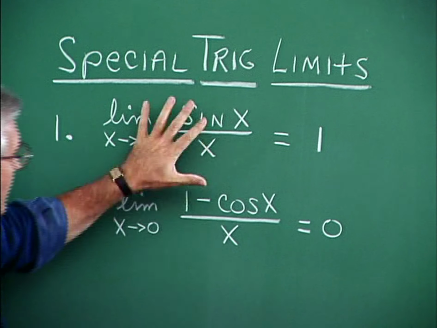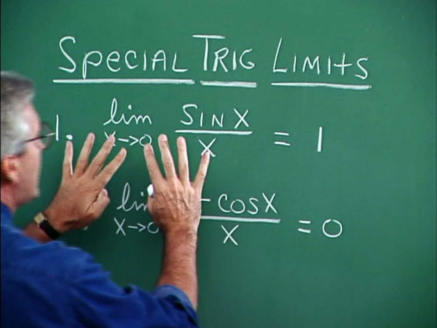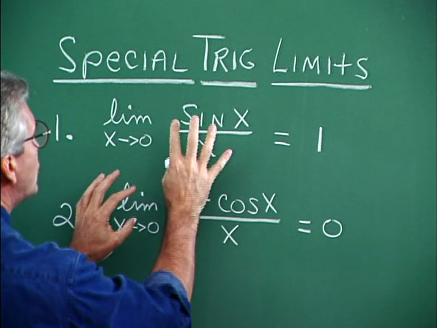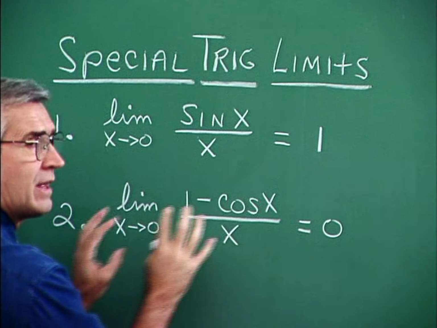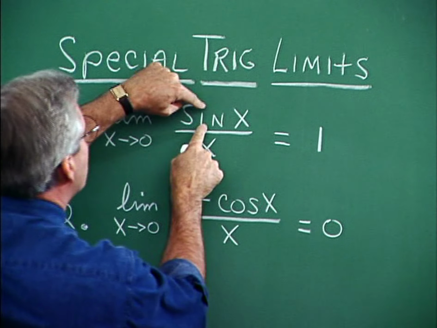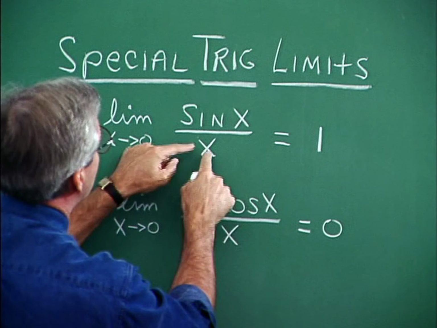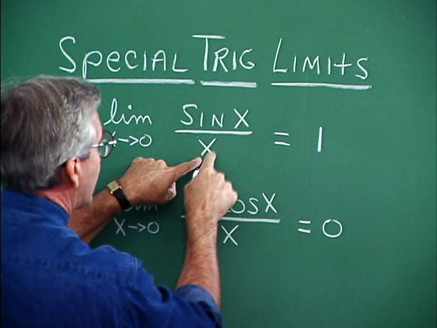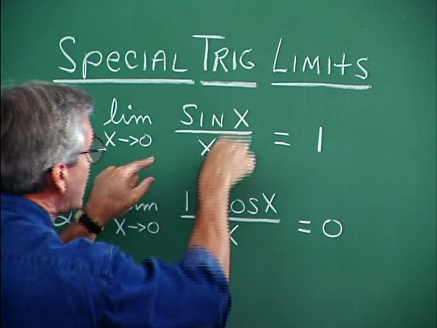Now, using these is a matter of putting problems into the form that we see here. Now notice sine x over x. It's the correlation of these two, you see, that makes this turn out.